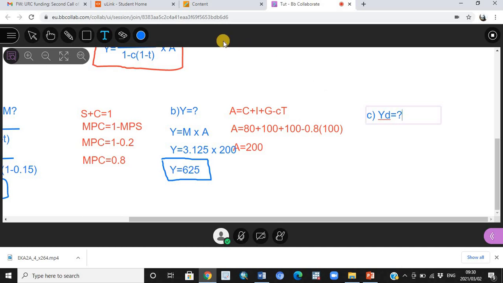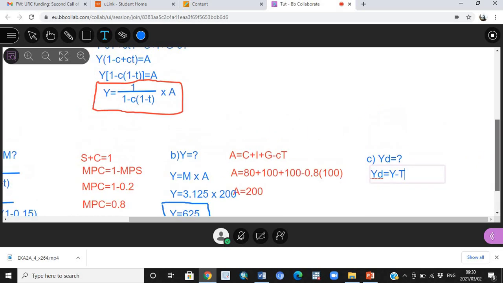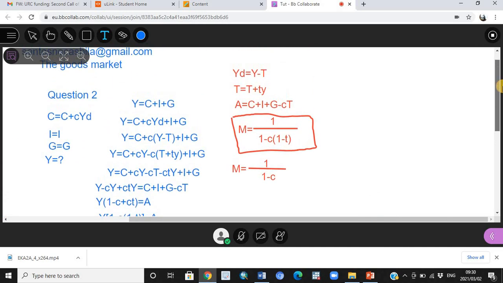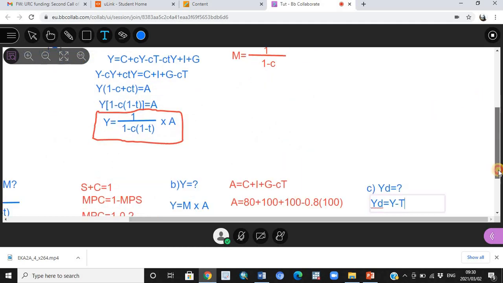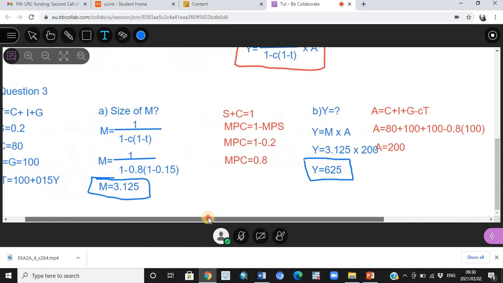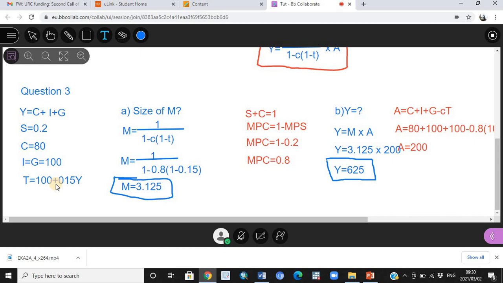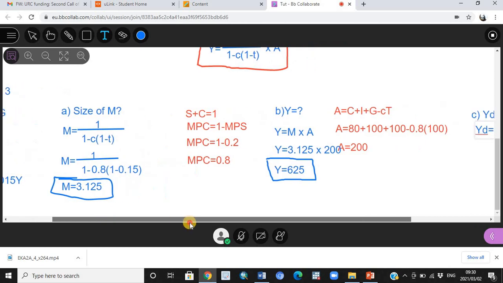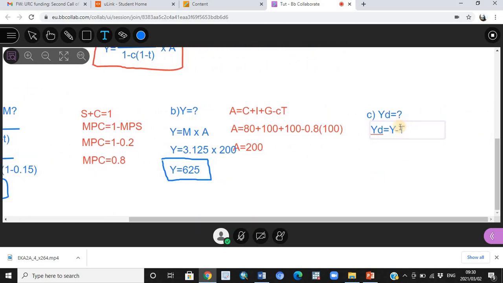Is equal to a question mark. So, as we go, I will say YD is going to be equal to Y minus T. And we already know that T is equal to T plus Ty. And in our givens, we also have T is equal to 100 plus 0.15y. So the best thing here, first of all, is for us to work out our T.